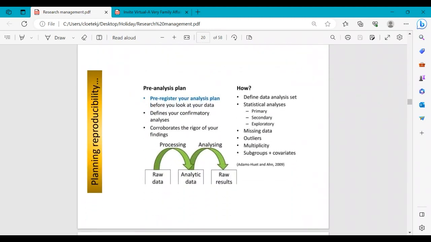This is also related to this. This is important so that other people can also review your data analysis plan and ensure that it is reproducible. You will define your data analysis set. Very importantly, what statistical analysis you'll be using: descriptive statistics, where you summarize the means and the standard deviations, and then secondary and exploratory statistics, where you will be doing more multivariate analysis on the data.